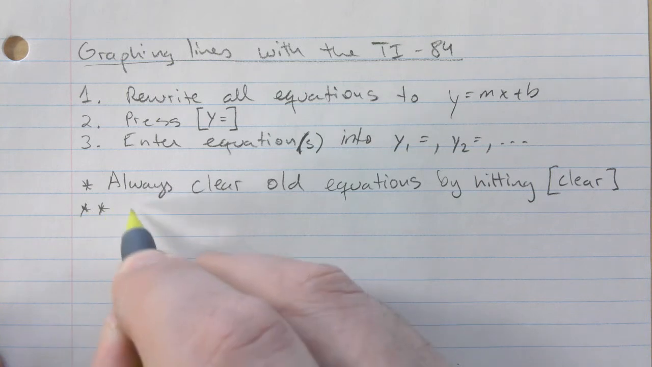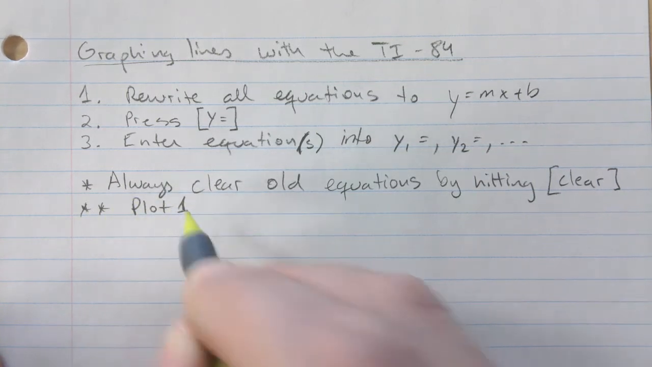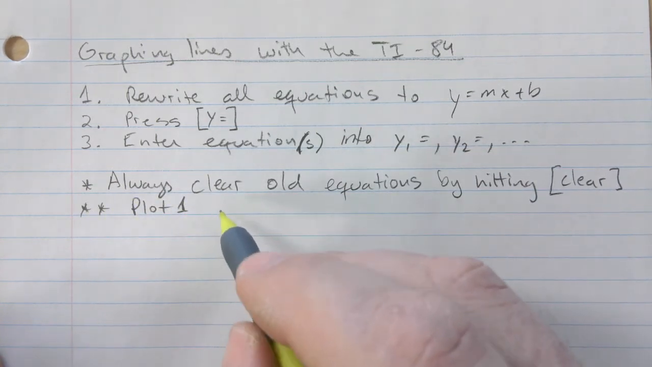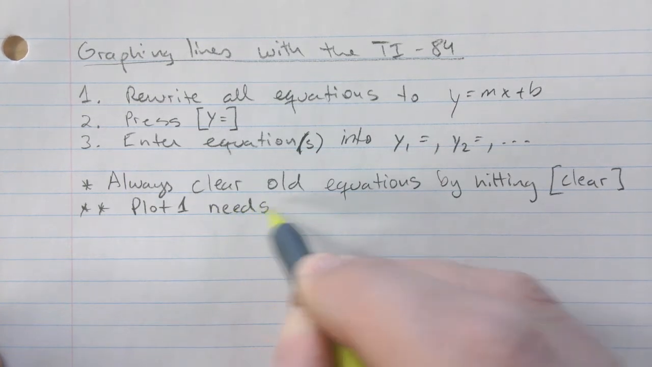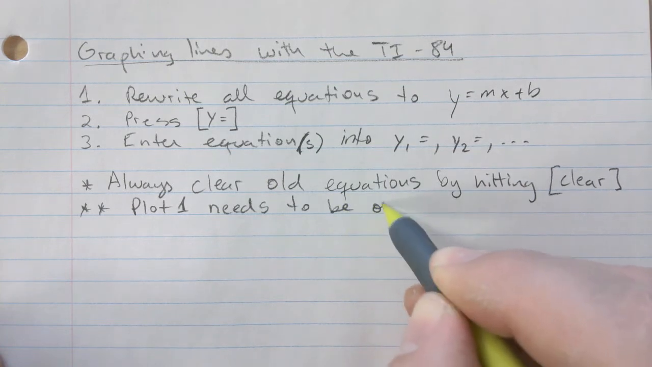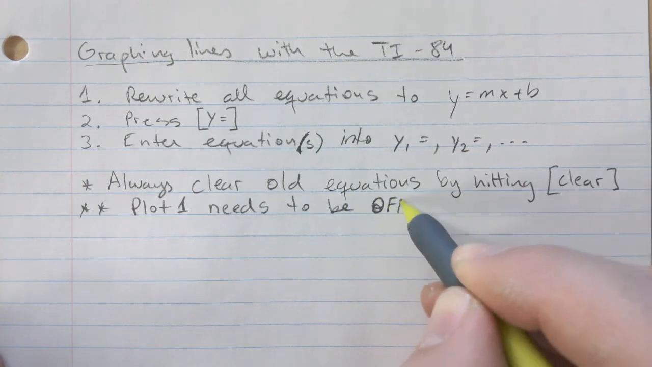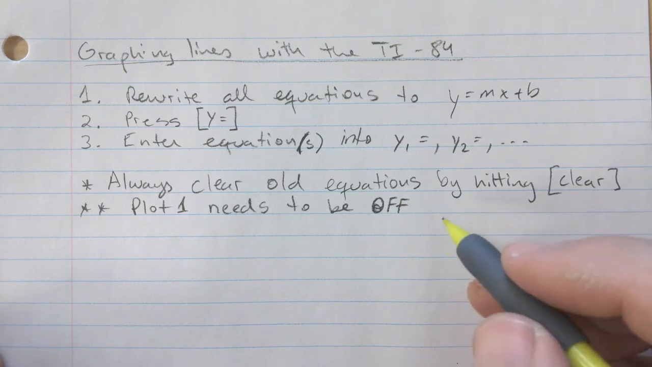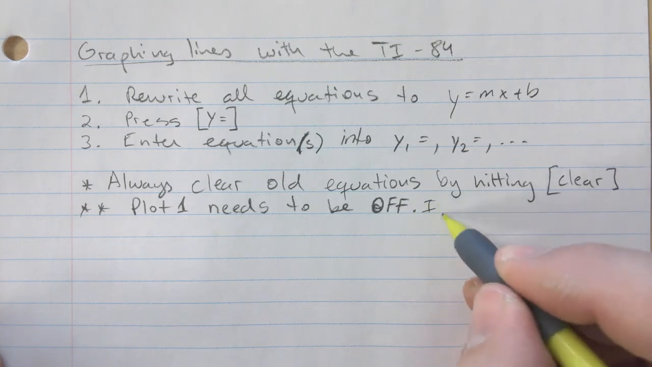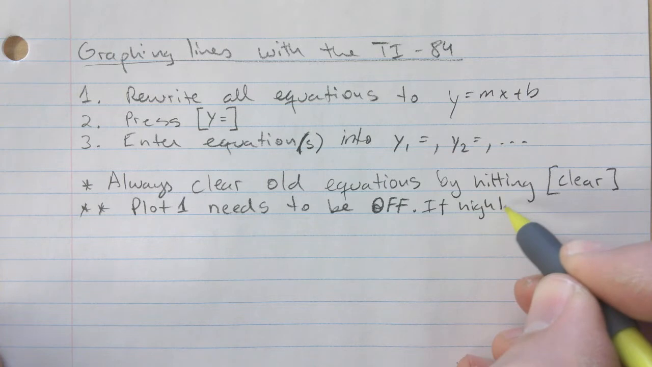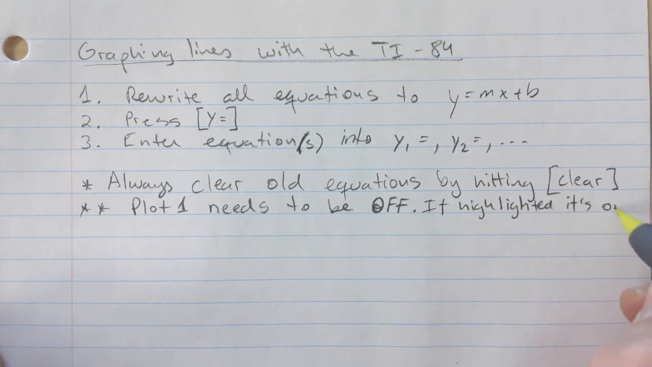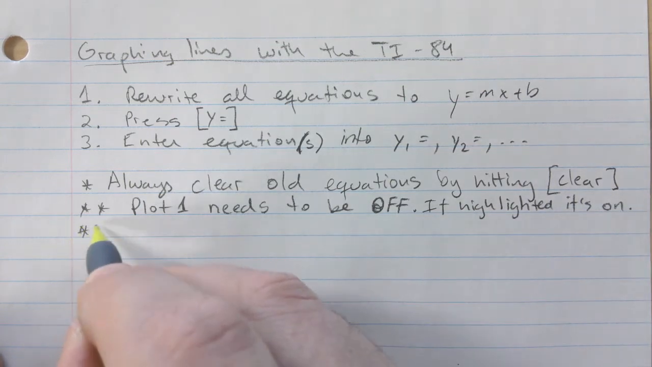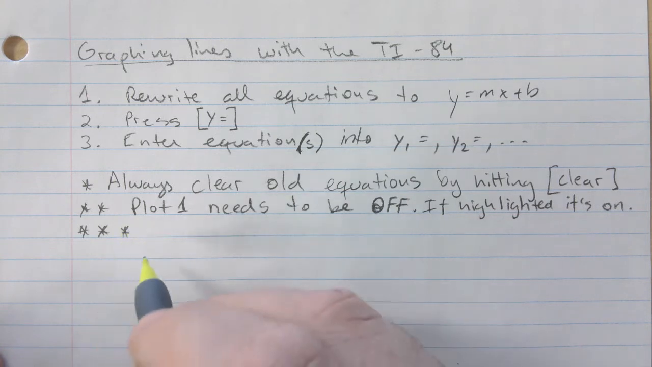Another note, plot 1 needs to be turned off. If highlighted, it is on. Okay, so we want to get rid of that. Triple star, right?